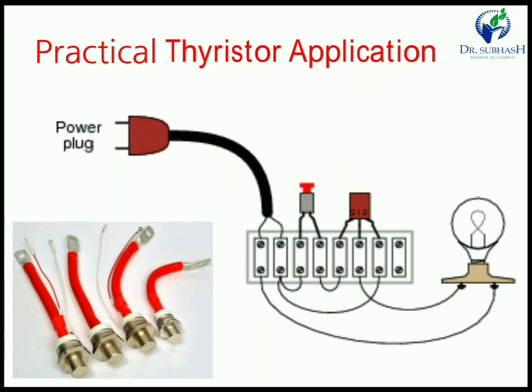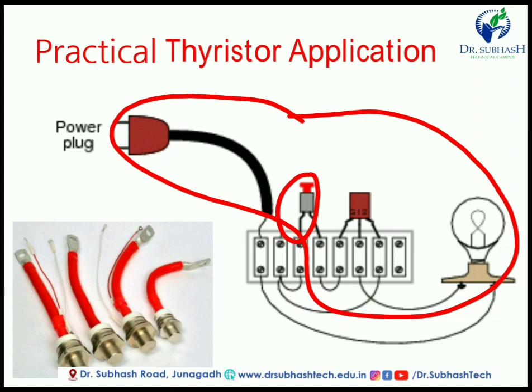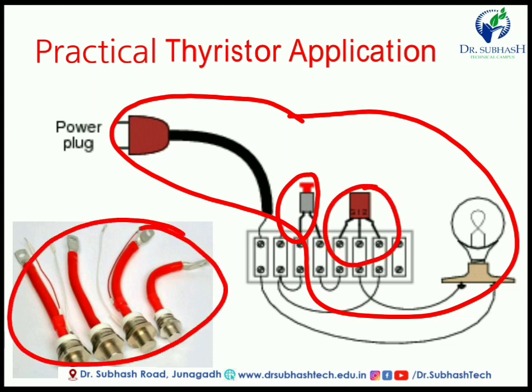Friends, this one is the practical arrangement of thyristor for AC power control. If you want to control the AC power, then this basic circuitry is required. This is the variable resistor and this one is the thyristor, and this is the practical view of an industrial thyristor circuit or SCR. So this one is about the practical thyristor application.